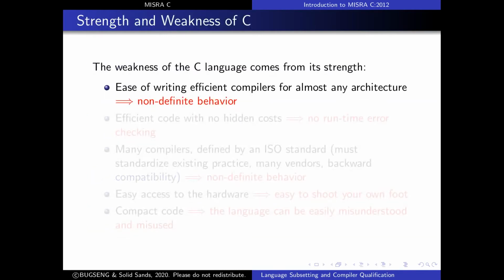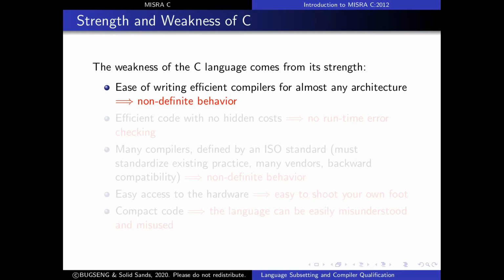So first, let me make clear what is the relationship between MISRA C and language subsetting. And what is language subsetting? The point to be understood is that the weakness of the C language comes from its strength.